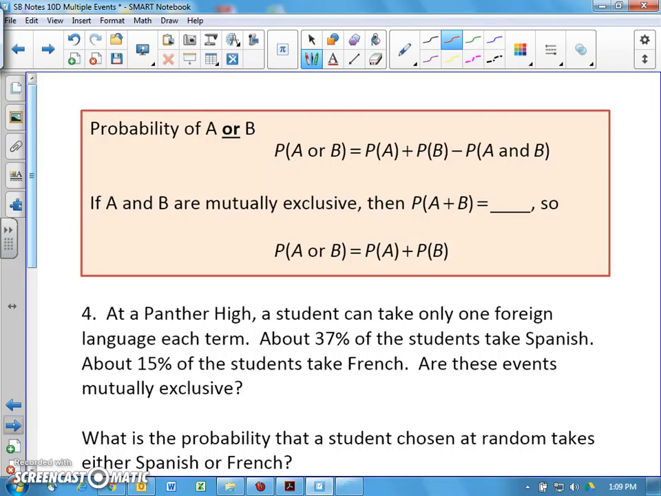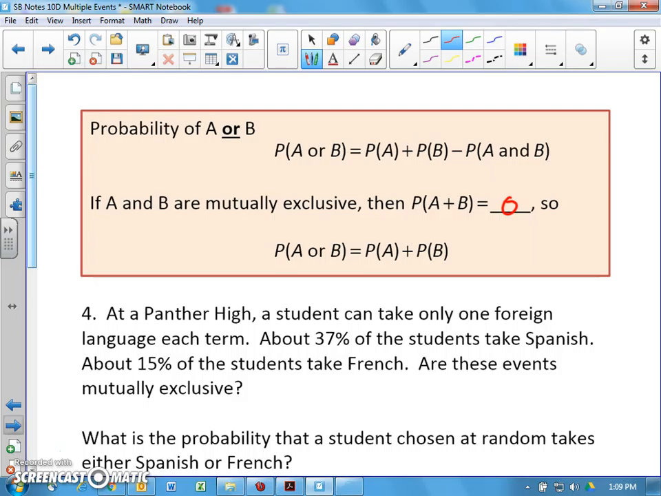So the probability of A or B depends again on whether they're mutually exclusive. If it's A or B, we do the probability of A plus the probability of B, but then we have to subtract out the probability that they both happened, because we would have included that twice in the A and the B. If they're mutually exclusive, the probability of A and B is 0, so that takes that last part out of the equation, and we just have to add together the two probabilities.